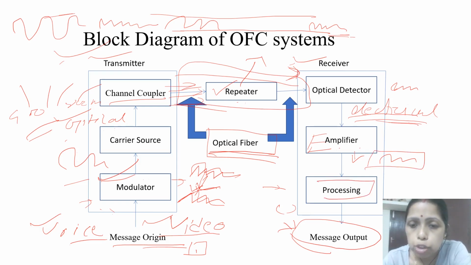Then comes the processing. These are electrical signals, as I told, but in amplified form. Here you should get the voice signal as well as the video signal, so using the processing this is possible. The electrical signal goes back to the voice signal and the video signal with the help of processing only. I hope the block diagram is clear. It's a block diagram of the optical fiber communication system.